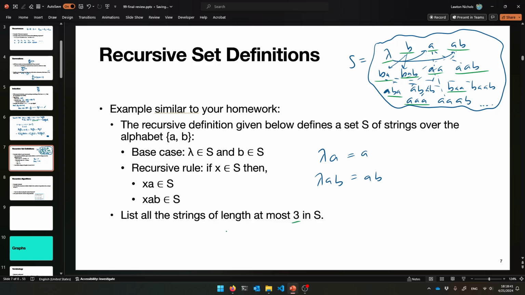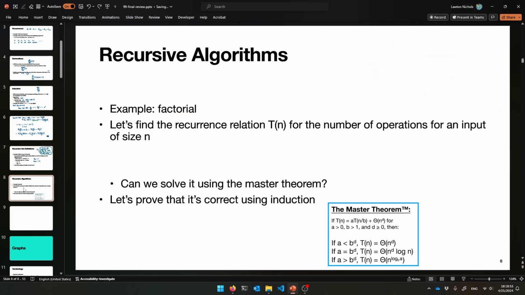Alright? So yeah, apparently the 11 is the answer for the number of them, but we're listing them all, so I underlined them there. Alright? I hope that makes sense. So yeah, that's recursive set definitions, and then of course we get to recursive algorithms. So now we can define things in terms of themselves, and then prove that they're correct inductively, which is nice.